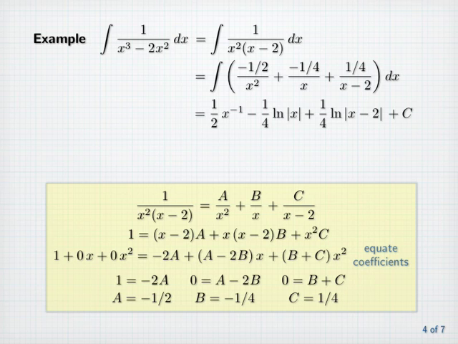Now notice that the two log terms can be combined. By factoring 1/4 from those two terms, the other factor is the natural log of absolute value of x minus 2 minus the natural log of absolute value of x, and so we can write this as 1/2 of 1 over x, or 1 over 2x, plus 1/4 the natural log of the absolute value of x minus 2 divided by x, plus c.